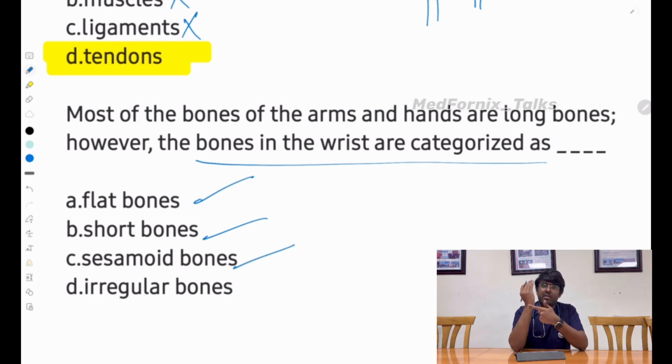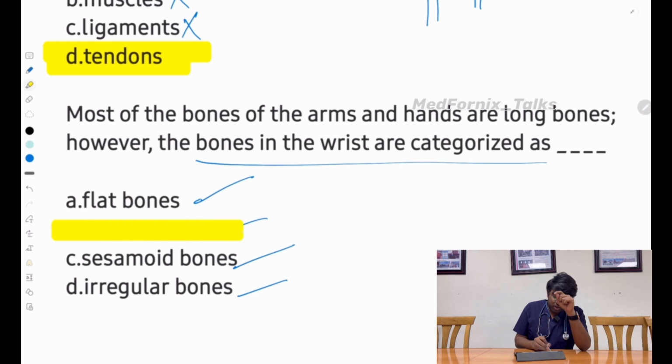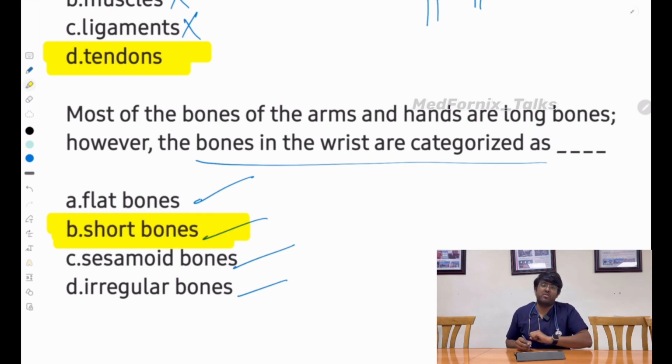Sesamoid bone. Is it formed by friction? No. But one of them is formed by friction, which is pisiform. Let it be there. We have 8 carpals. We can't consider one bone for that, right? We want to make sure that all are together, not only pisiform. Then irregular bone. They are irregular in shape. Yes, it is irregular, but it will be more suitable to tell that these bones are short bones, not irregular ones. So the answer will be short bones.